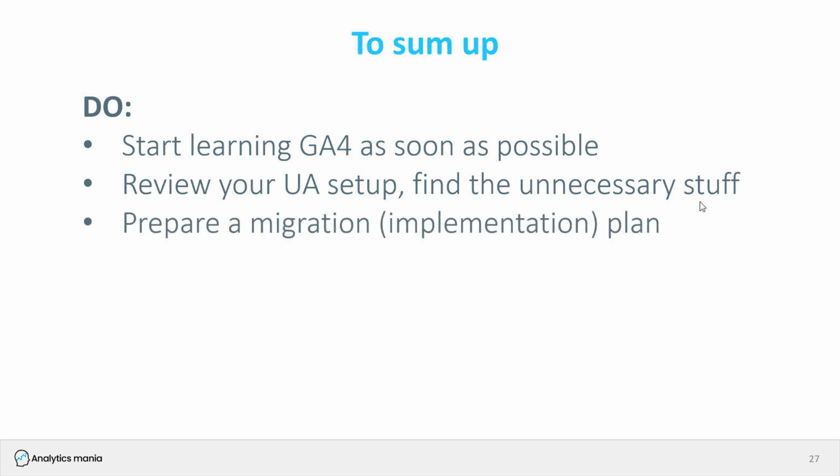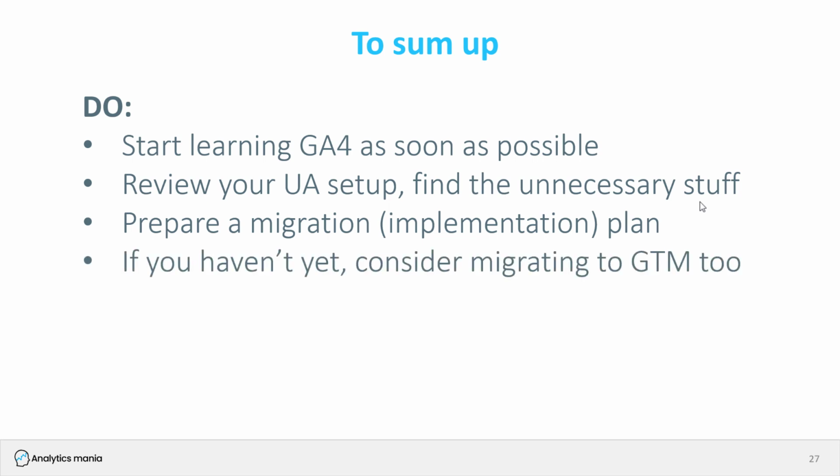Then prepare some migration/implementation plan where you list all the events that you're going to track, what kind of parameters will they have, because this will help you see a bigger picture, and maybe it will even sometimes help you consolidate certain events under the same event name. Then, if you haven't yet, consider migrating to GTM2, because right now is the moment where you could sell the GTM migration as well to the stakeholders.